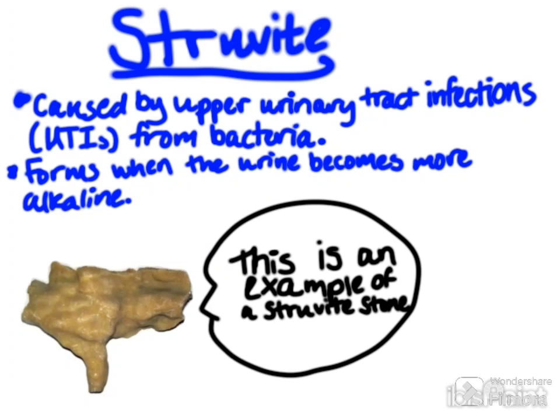Struvite stones. These are typically caused by urinary tract infections from bacteria, and they form when the urine becomes more alkaline. These are typically treated by doctors with antibiotics. An example has been shown below.